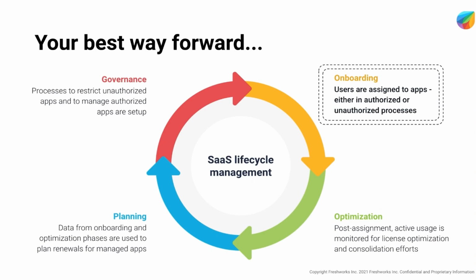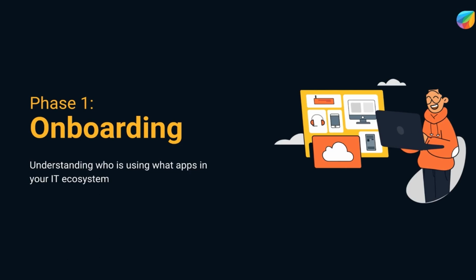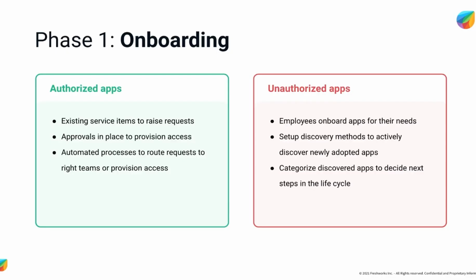So let's now deep dive into each of these phases in a SaaS application's lifecycle and how you can manage these phases in Freshservice. The first phase is the onboarding phase. In the onboarding phase, users are assigned to applications. This assignment might happen either in an authorized manner where IT teams approve these onboarding processes, or it might happen in an unauthorized manner where employees are onboarding themselves to solutions of their choice. So in the onboarding phase, you will be understanding who's using what applications in your IT ecosystem.